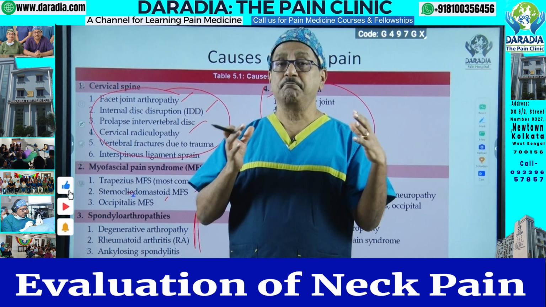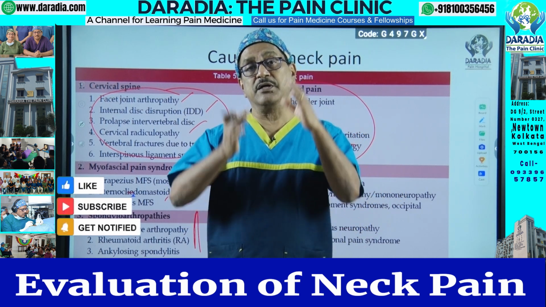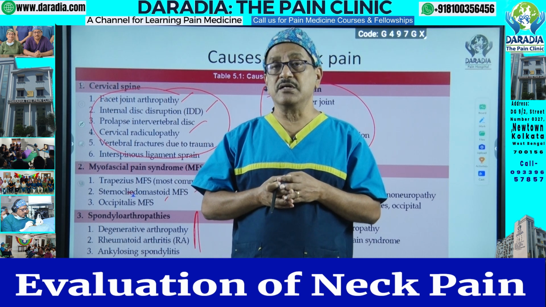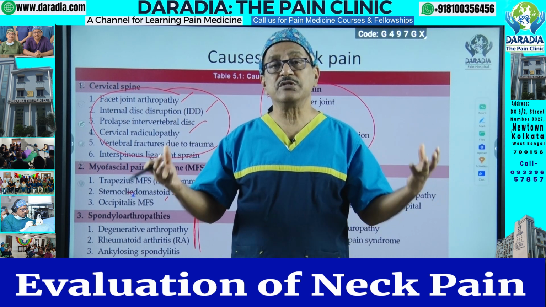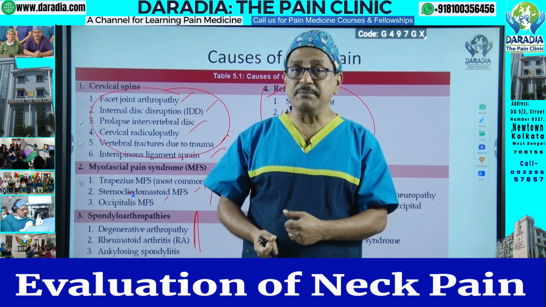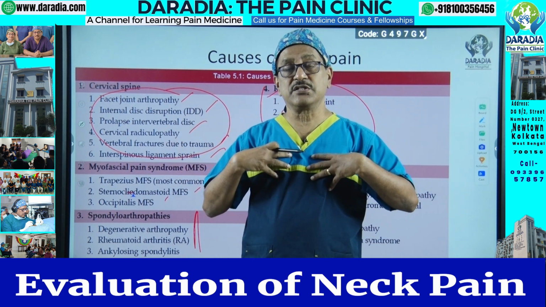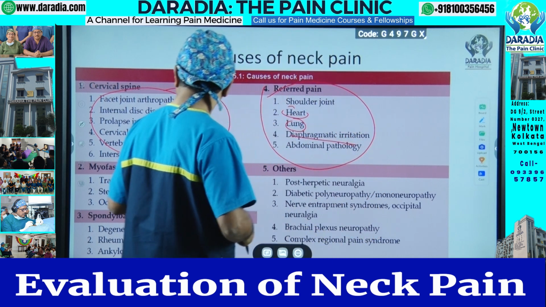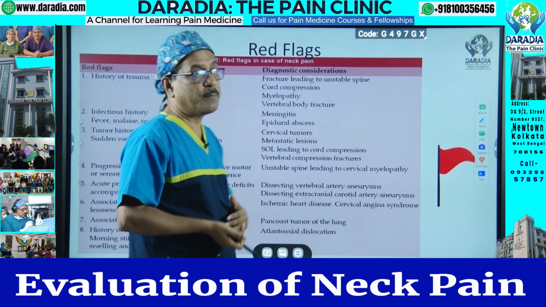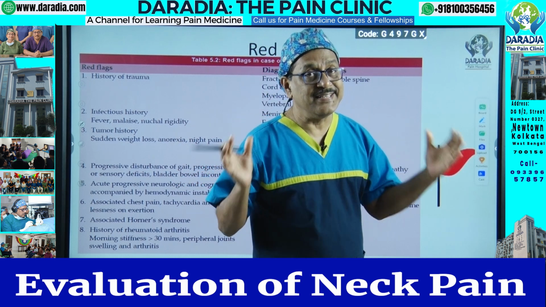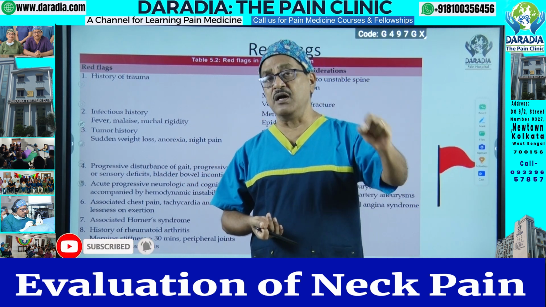So as a whole, to remember the different causes, we should be remembering the bony structures and joints, the spines, the muscles, the soft tissues, the neural structures, which are the intrinsic causes, or it can be the extrinsic causes coming from the shoulder, the thoracic structures, or the abdominal structures. Then out of these, we have to remember again what are the dangerous causes, which must be diagnosed very early.